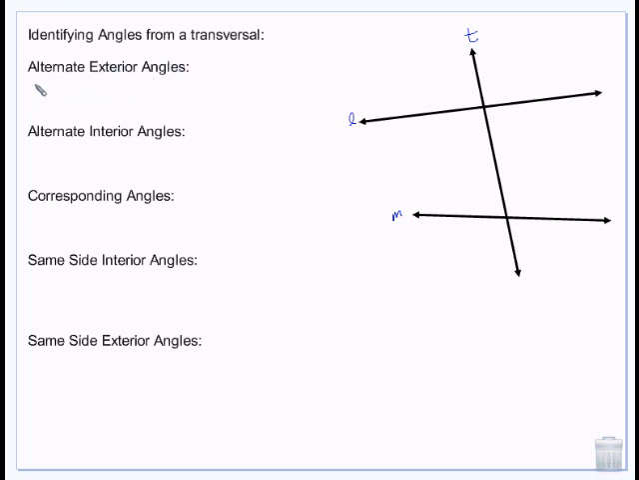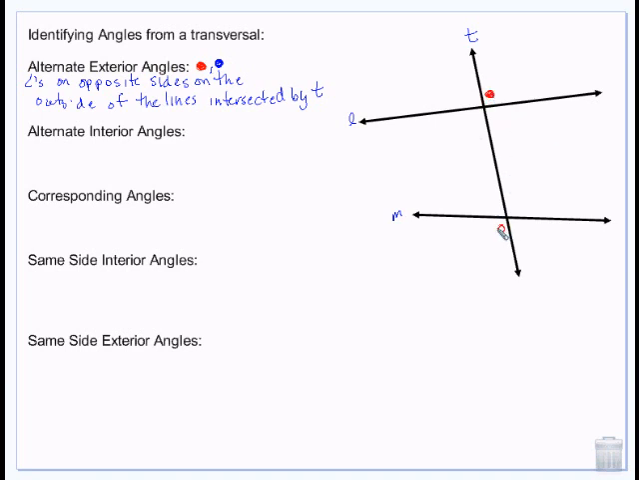Alternate exterior angles are angles on opposite sides on the outside of the lines intersected by the transversal. I'm just going to put T for transversal. Now I'm going to make the alternate exterior angles red. Sorry, no, red and blue.